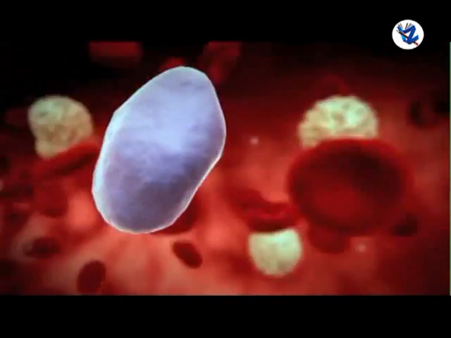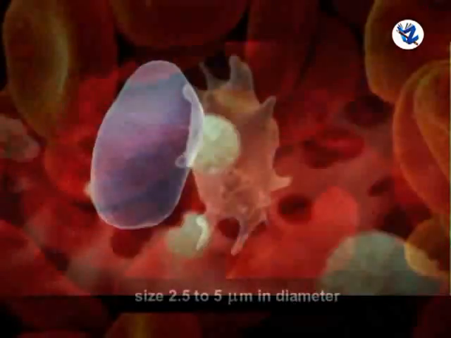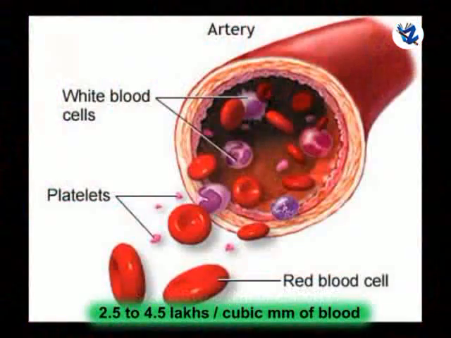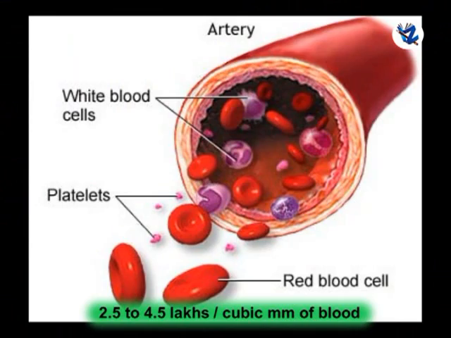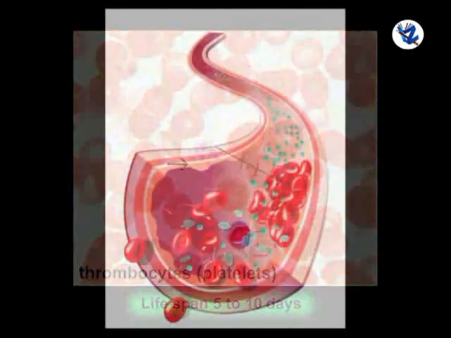These are non-nucleated, round and biconvex. They are the smallest elements of blood with size 2.5 to 5 μm in diameter. They are about 2.5 lakhs per cubic millimeter of blood. The lifespan is about 5 to 10 days.